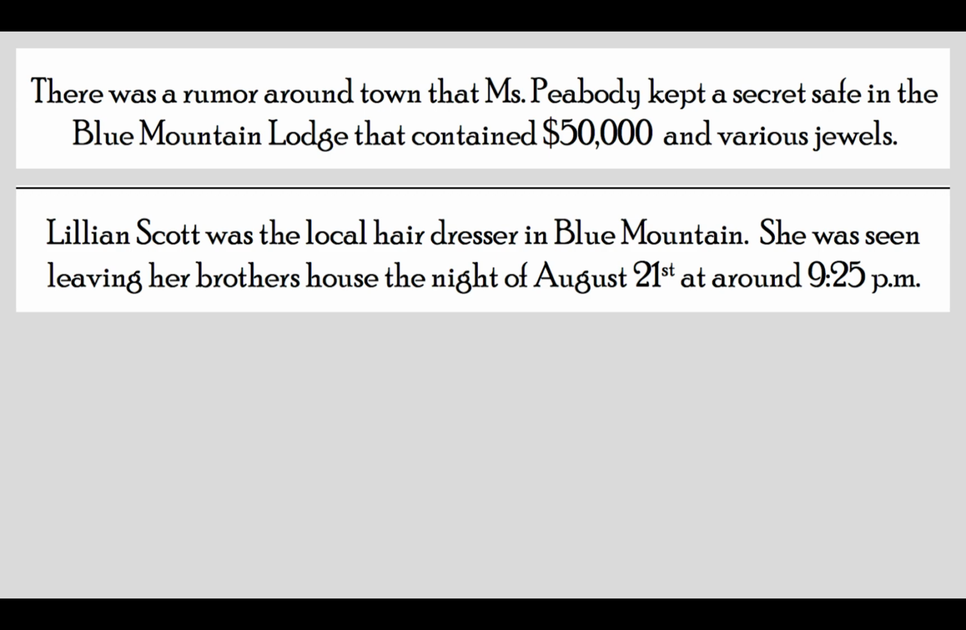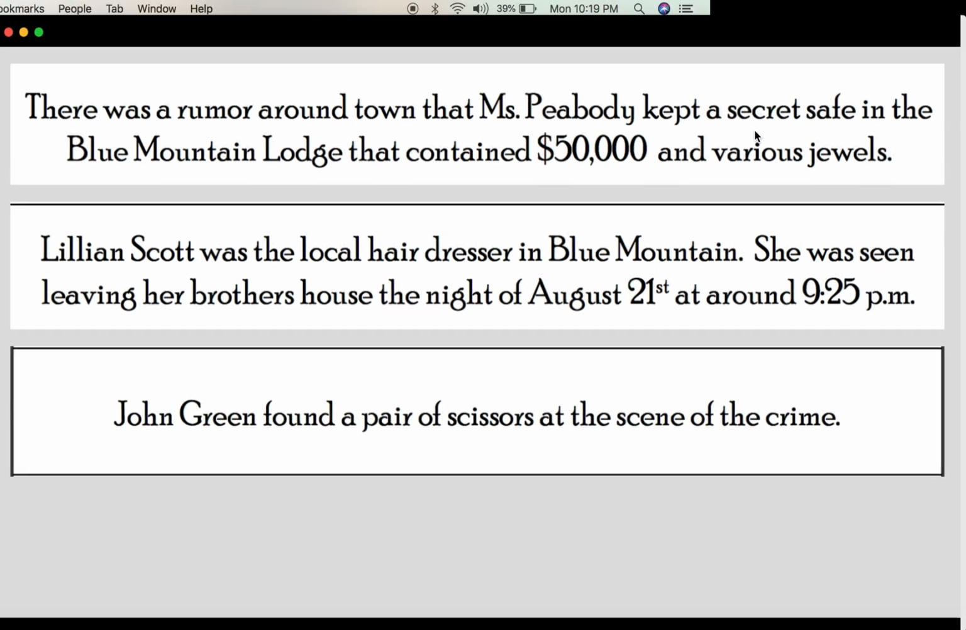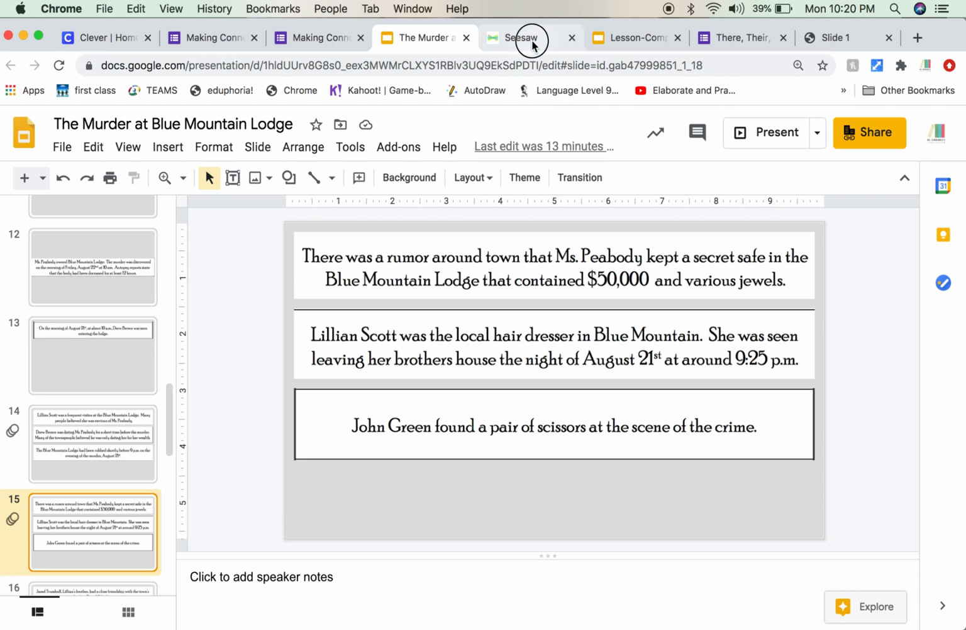Remember, Lillian is jealous of Miss Peabody. And most likely, since she's a local hairdresser in that community, let's make a prediction that Lillian probably styled and cut Miss Peabody's hair. Then John Green found a pair of scissors at the scene of the crime. So maybe we found our murder weapon. So let's take down some notes.